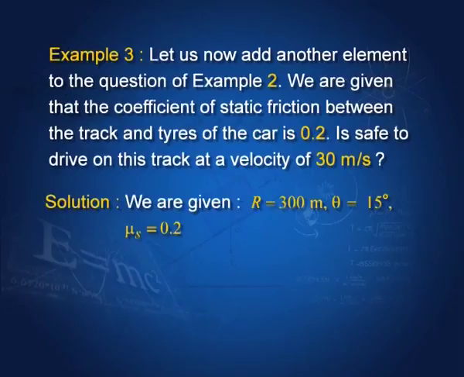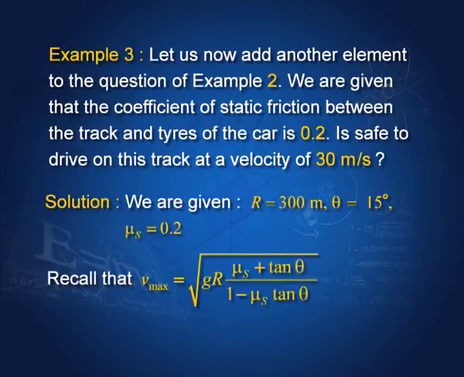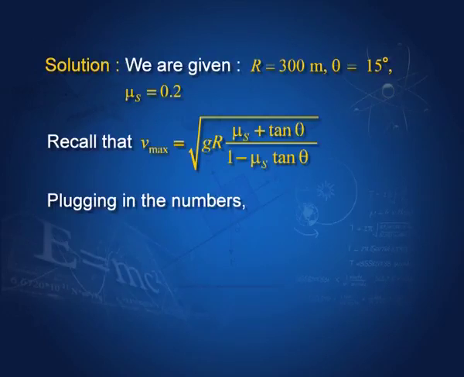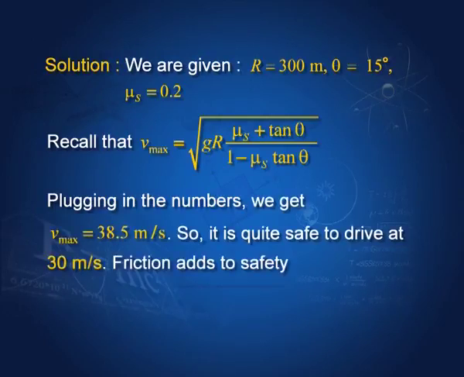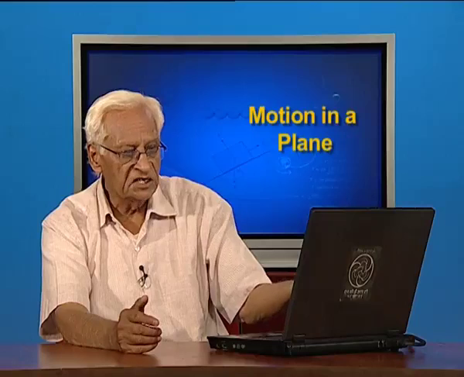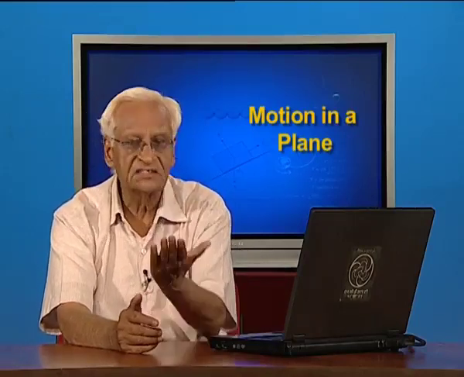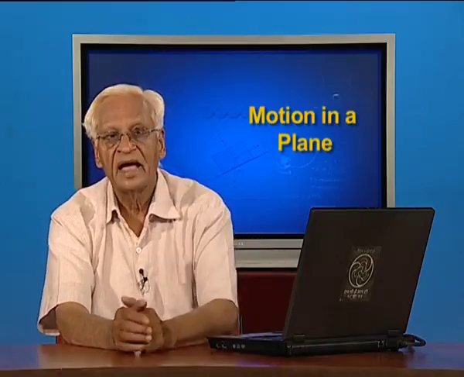So, we are given r equal to 300 meters, that is the radius of the track, theta is 15 degrees, that is the angle at which the road is banked, the coefficient of friction is 0.2, and we recall the formula V max, which is the square root of g r times mu s plus tan theta divided by 1 minus mu s tan theta. Plug the numbers and you get V maximum equal to 38.5 meters per second, which is larger than 30. Therefore, it is safe to drive at 30 meters per second. And you notice one thing, that the addition of friction has increased the safety on that road. So, friction adds to safety.